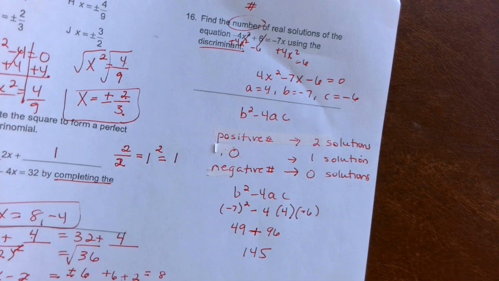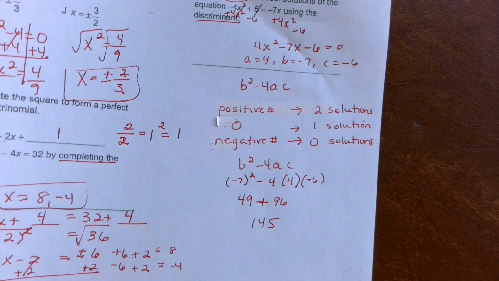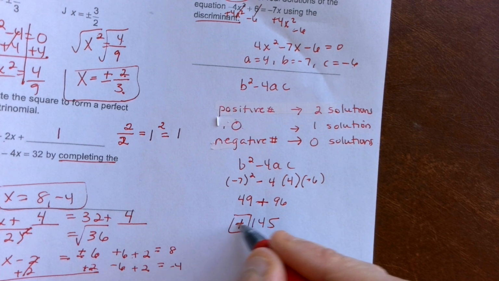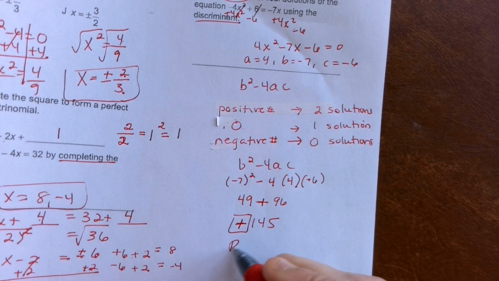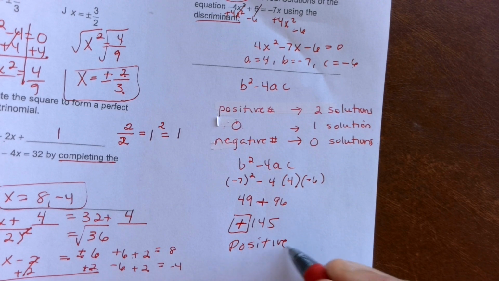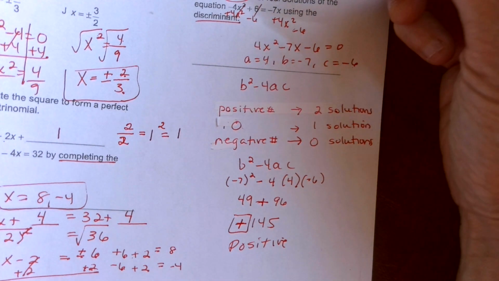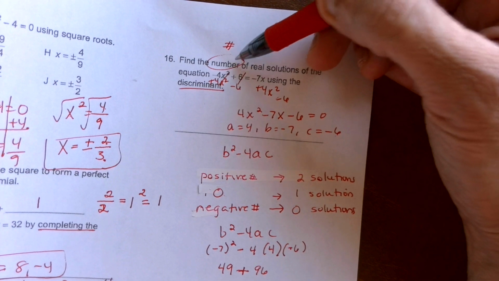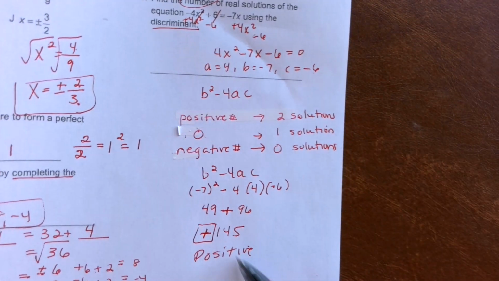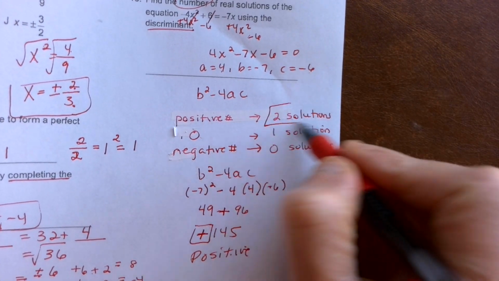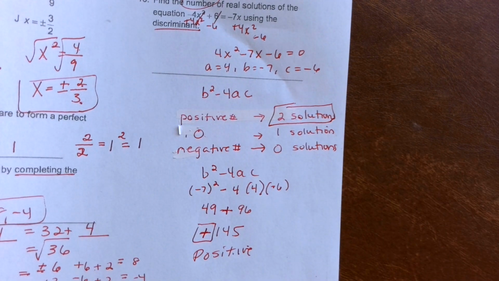Now the part that helps us here isn't the 145, it's the sign. That's what you're looking for. Is it a positive, a 0, or a negative? You can tell it's a positive when there's nothing there. So since it's a positive number, my answer to the question, because remember the question asks how many solutions there are, is 2 solutions because it was positive.